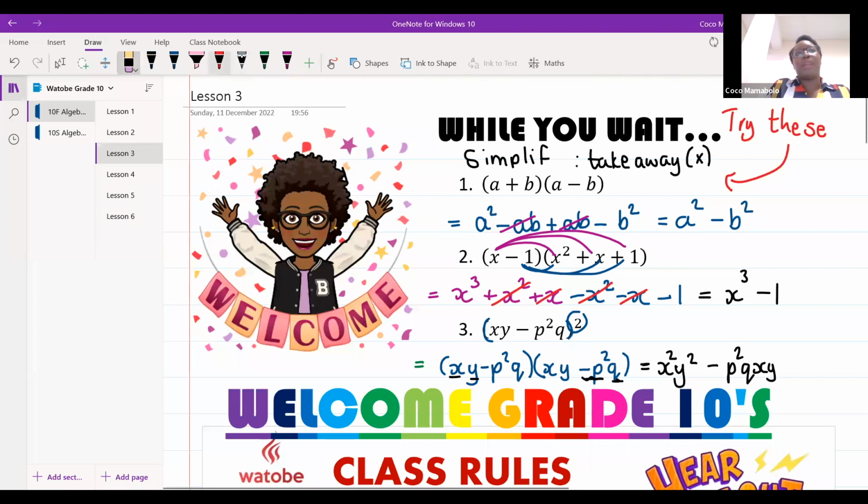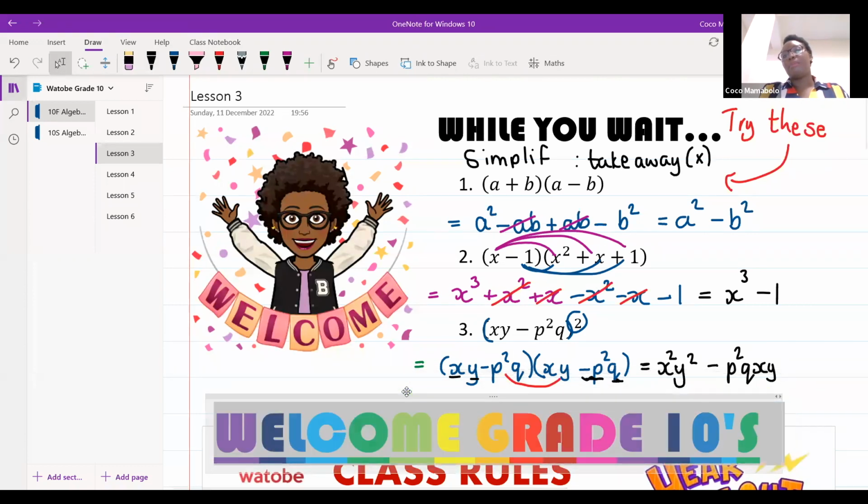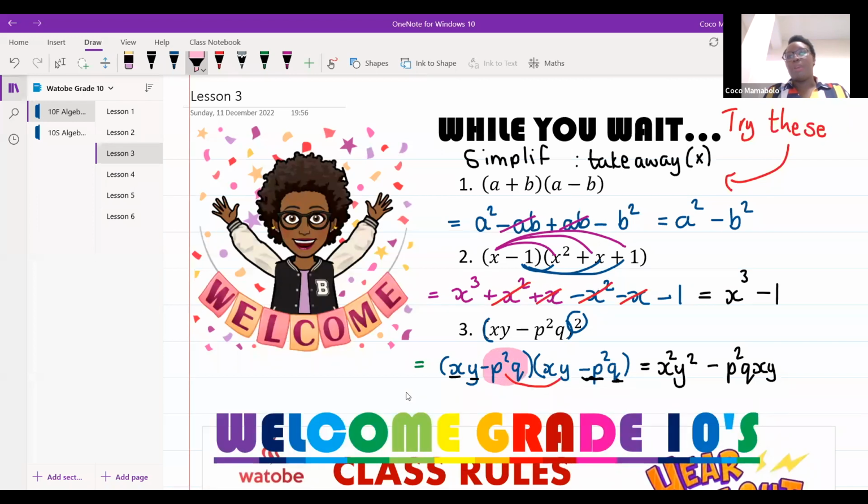Now we have to multiply down here. I have to multiply negative p squared q and xy. Can you tell me what that's going to give me, Timothy? Negative. Look at them. Do any of them look the same? Say it, negative what? Negative p squared q. So we're taking negative p squared q and multiplying it with xy.